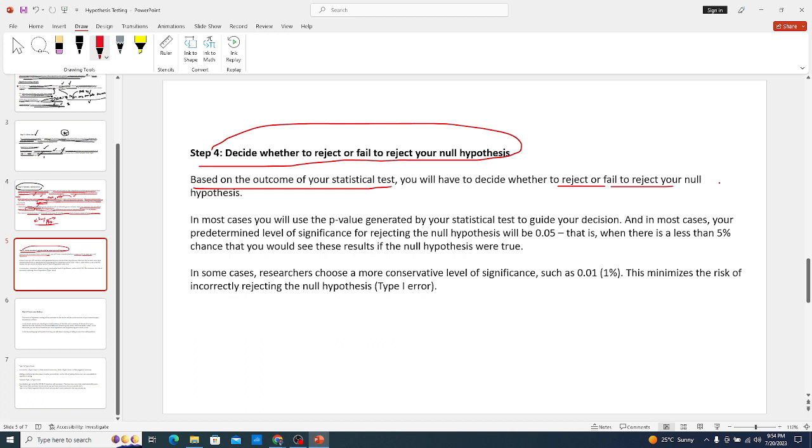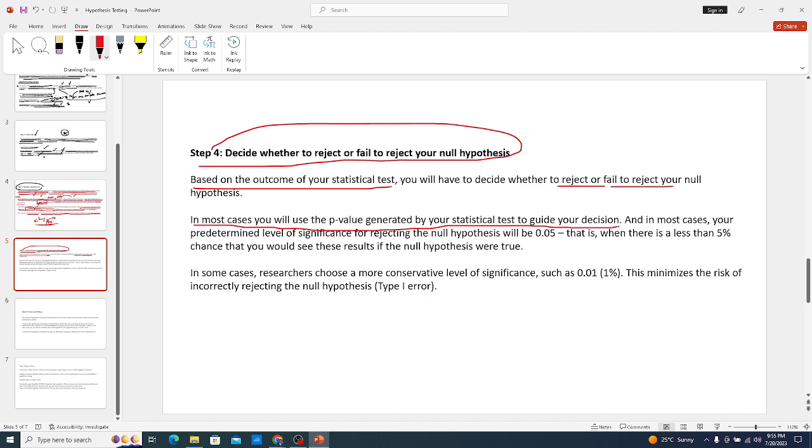The alternative, that is the alternative hypothesis. If we are failing to reject the null hypothesis, it means that we are accepting the null hypothesis and rejecting the alternative hypothesis. Okay, so in most cases you will use the p-value generated by your statistical test to guide you to make your decision.